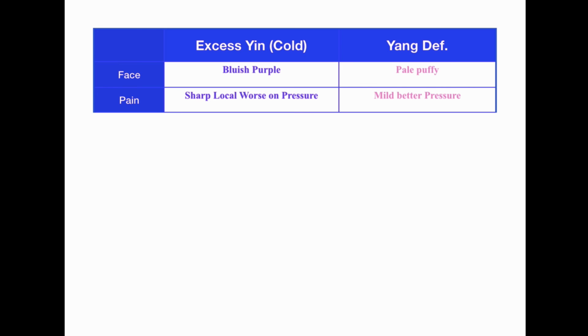For example, yin excess would be maybe having really sharp menstruation pain or cramps. That is, the person doesn't want to be touched. They don't like the pressure. They don't want to be touched, right? Or someone has pain in the glutes due to sciatica, and it's worse on pressure. They don't want to be massaged. They don't want to be touched. It's always good on heat, but it's really sharp, painful, stabbing, local pain.